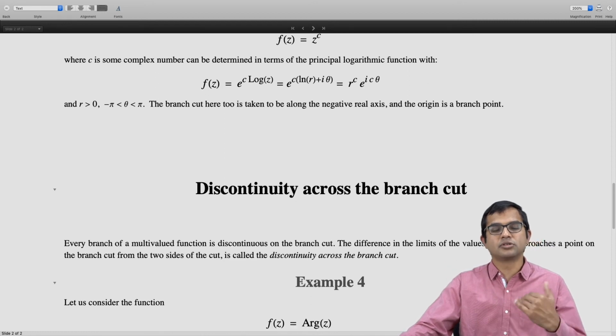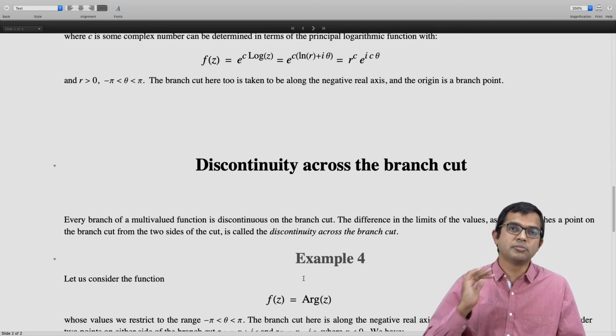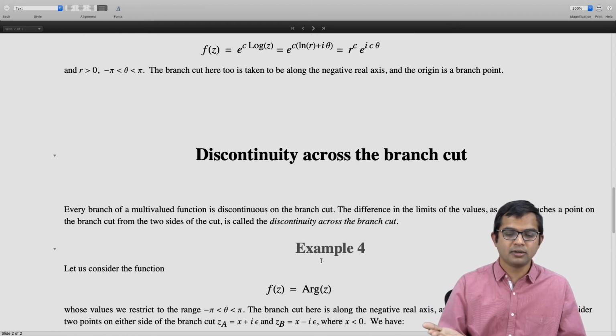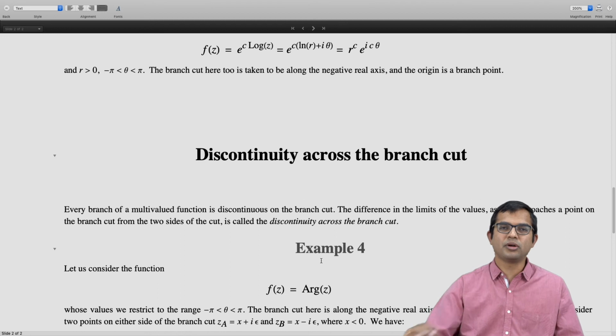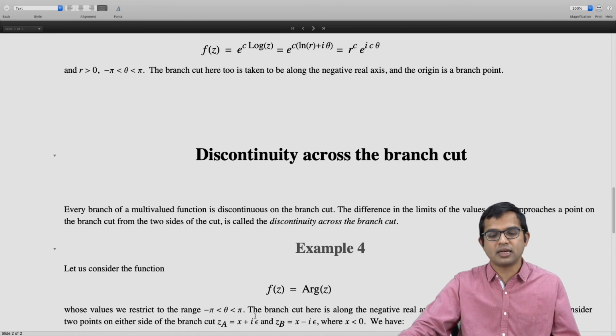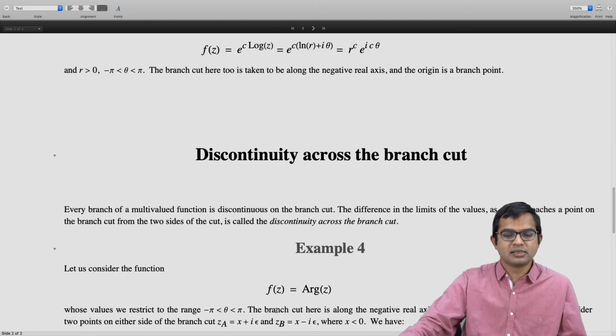Let's look at an example where this discontinuity is something we explicitly work out. So we go back to the argument function. Let's say you stick to the principal branch. So we define f of z to be capital Arg of z, whose values we restrict to lie between minus pi and plus pi. Theta equal to pi itself is the branch cut. And suppose you consider some point which is infinitesimally away from the branch cut, slightly above the negative real axis, and then there's another point which is slightly below the negative real axis. So we consider these 2 points, za equal to x plus i epsilon, and zb equal to x minus i epsilon, and we look at the case where x is less than 0.